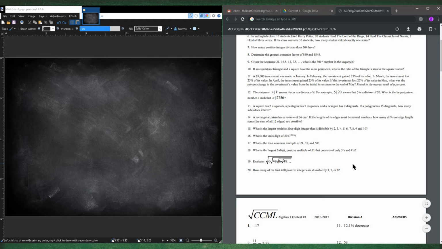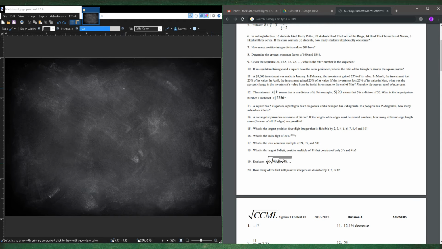Okay, question 13. A square has 2 diagonals, a pentagon has 5 diagonals, and a hexagon has 9 diagonals. If a polygon has 33 diagonals, how many sides does it have?